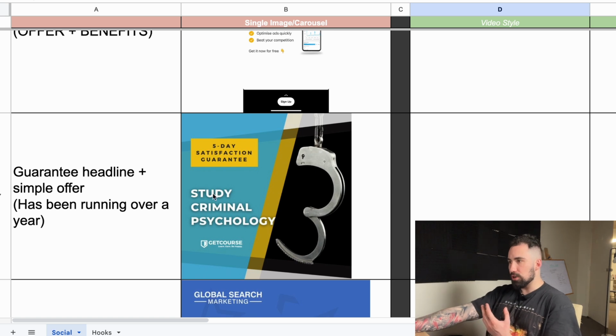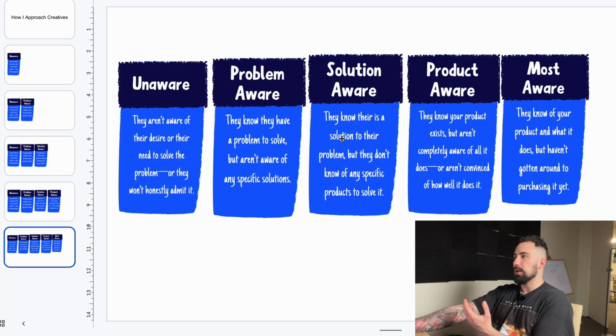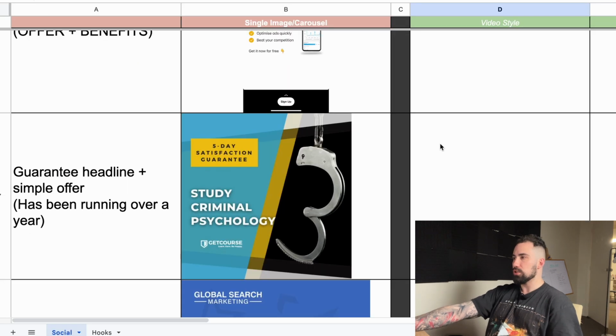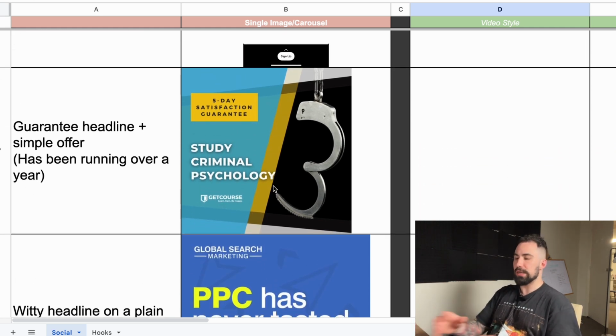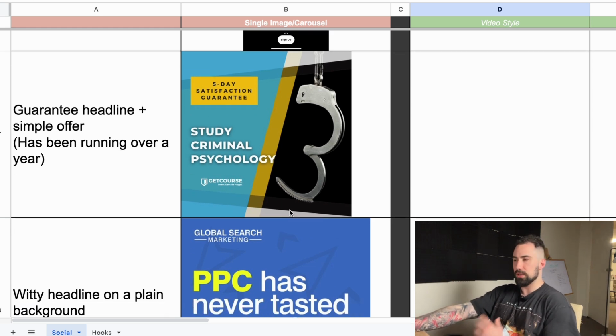The guarantee is there, the good offer is here, what they're going to get at the end is there, but the people who are enrolling in this are not going to be problem aware, unaware, or solution aware. They're going to be the people who are most aware or product aware. They've been thinking about getting into criminal psychology, because this ad is not educating them by any means. They're just giving the straight up offer, simple, clean ad, right? So you're not going to get a community of people interested in criminal psychology with this ad. So keep that in mind.